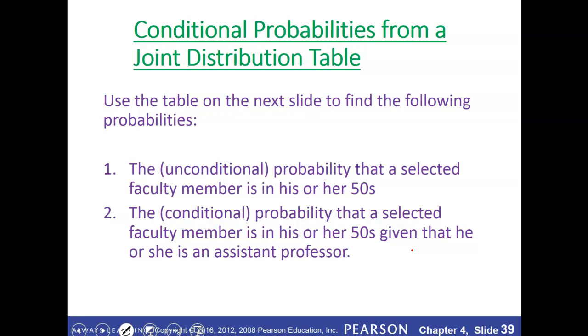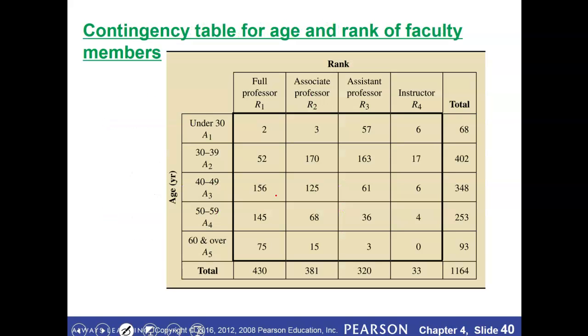All right, conditional probabilities from a joint distribution table. And here's where it gets a little bit more challenging. We're going to use the table on the next slide to find the following probabilities. So the first one is the unconditional probability that a selected faculty member is in his or her 50s. So this is not a conditional probability. We just want to know the probability that a given professor is in his or her 50s. So let's go to this slide real quick.